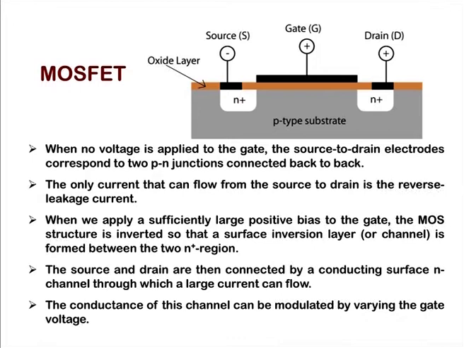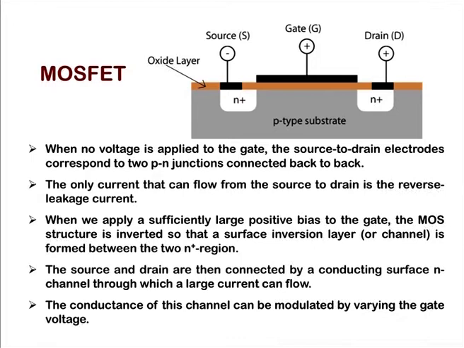Initially, if we do not apply any bias on the gate, we have two junctions here, one is N plus P and another one is P N plus. If we apply a negative bias on the source and a positive bias on the drain, one junction is in reverse bias. So, there is no current flow from source to drain. The current flow is only due to the leakage current, and this current is very small.